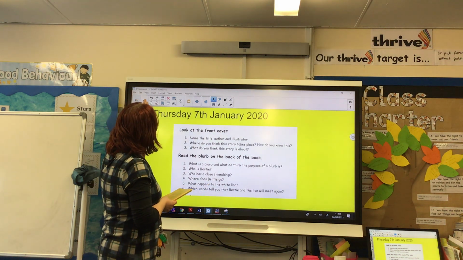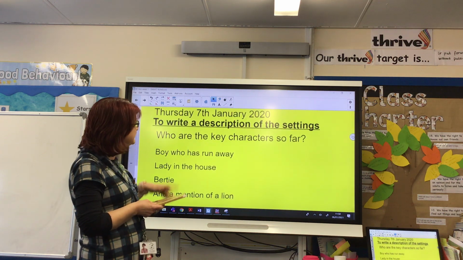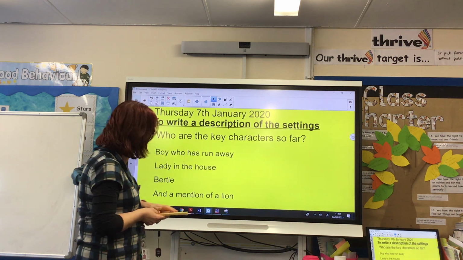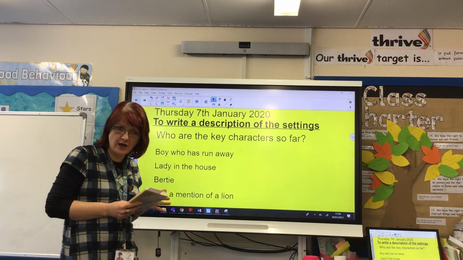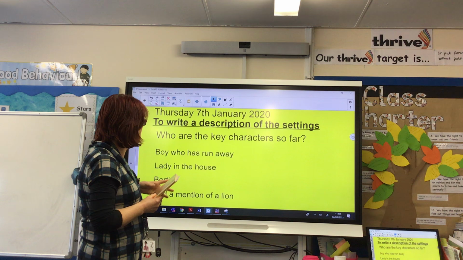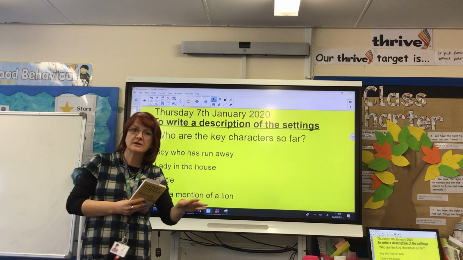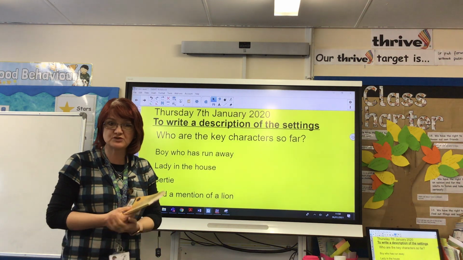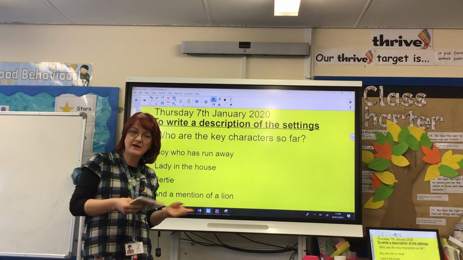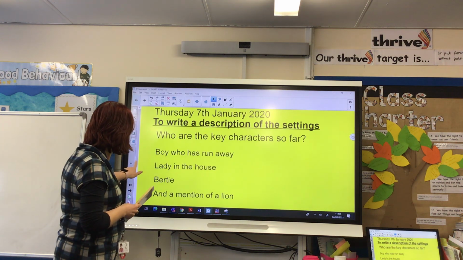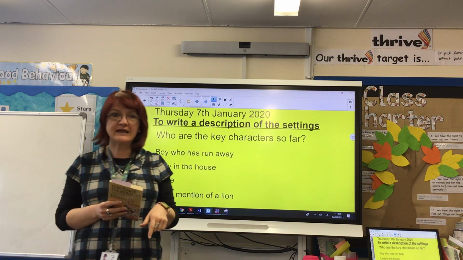Okay, so today we're looking at writing a description of the settings. But first of all, let's just recap who we've come across so far when I was reading the story yesterday. Who are our characters? We know we've got a boy at the very beginning of the story who's run away from school. And we've got a lady in a house. He meets a lady, goes into her house. And we've also met Bertie, who the lady is talking about in the house.